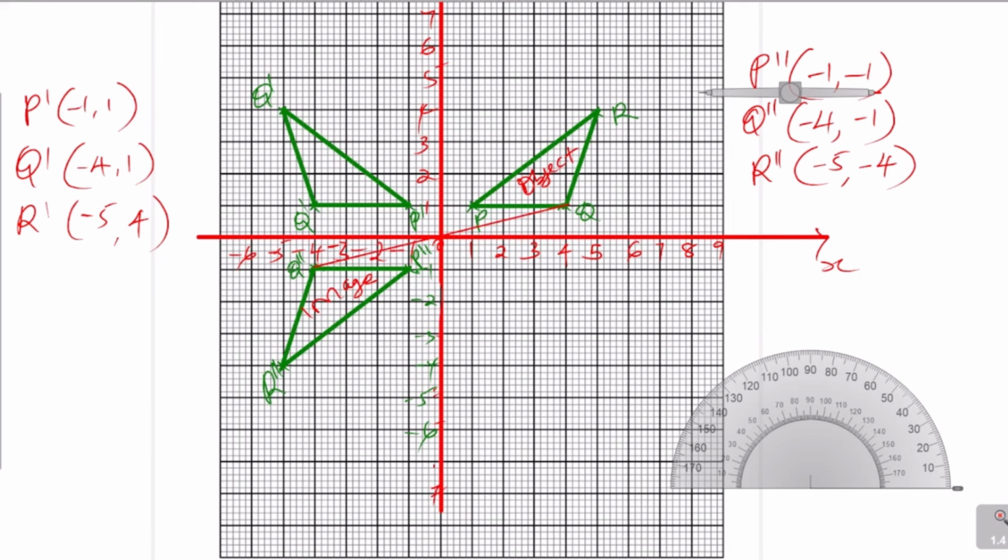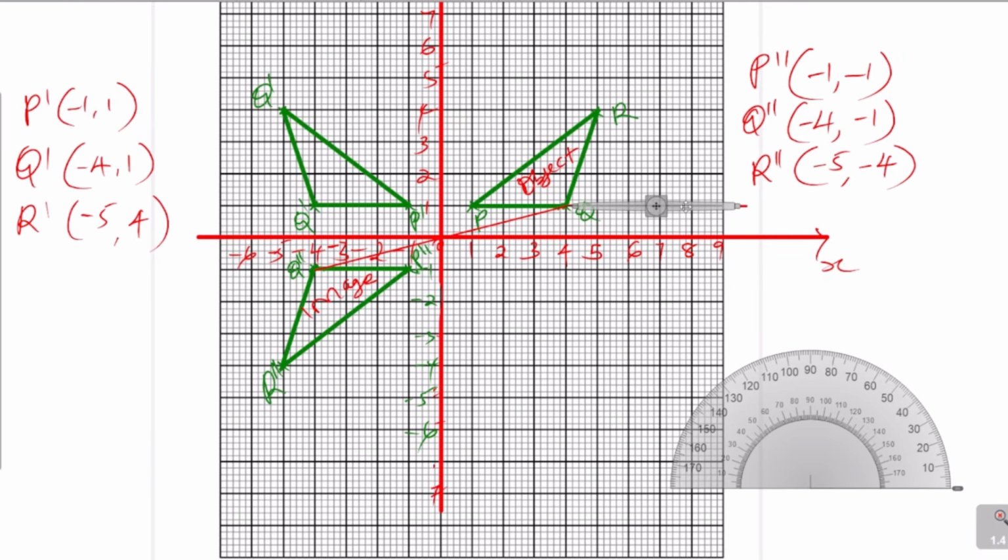So let me join that. When I join the two, I join Q and Q double prime. You can choose any other. I've joined Q and Q double prime. You can choose P and P double prime, R and R double prime. Any can work. Then I construct a perpendicular bisector of that line.